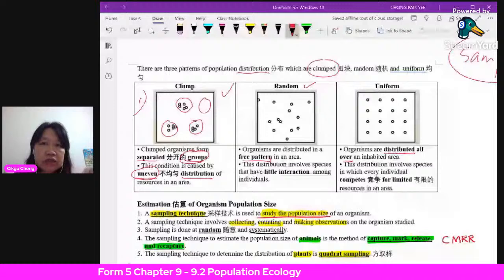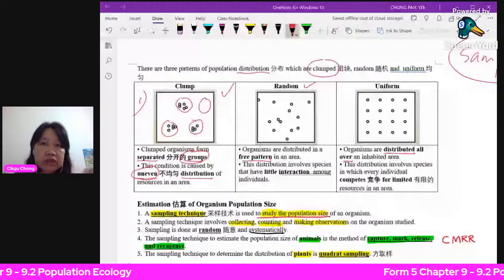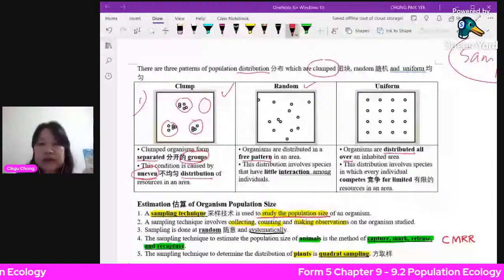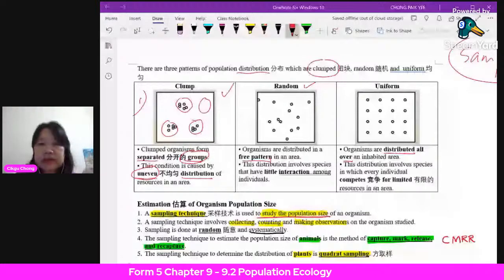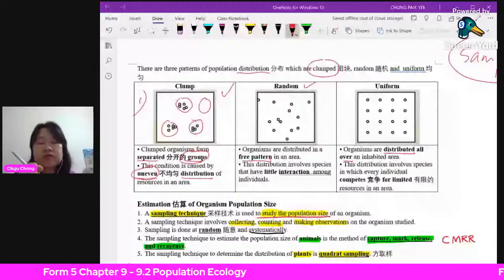If it's less than half, you don't count it. So here you find that there's 4. So the first quadrat you have 4, so you write it down. You have to measure, and you have to write down in your table.